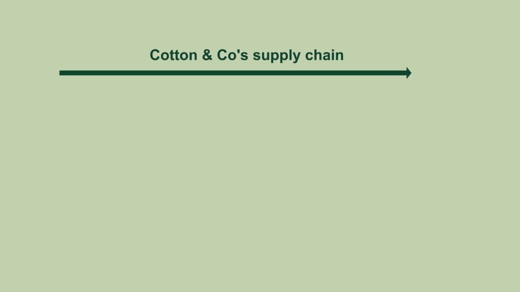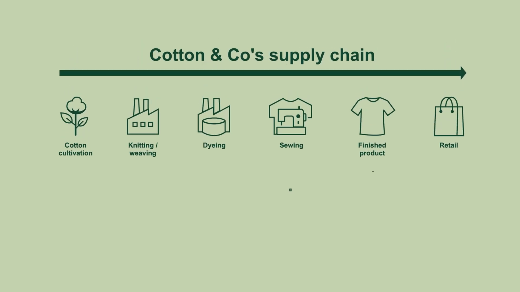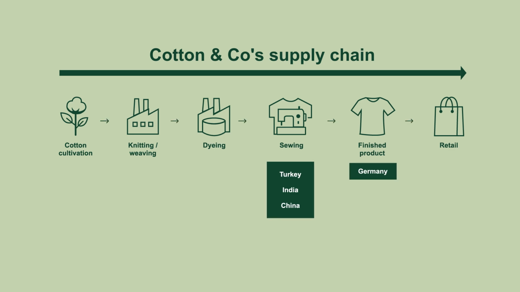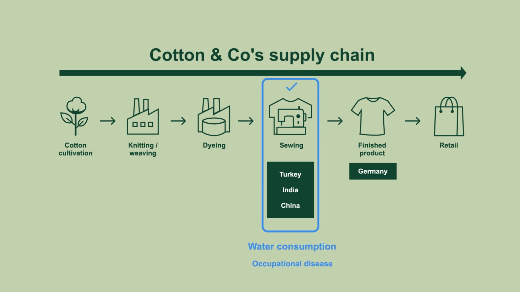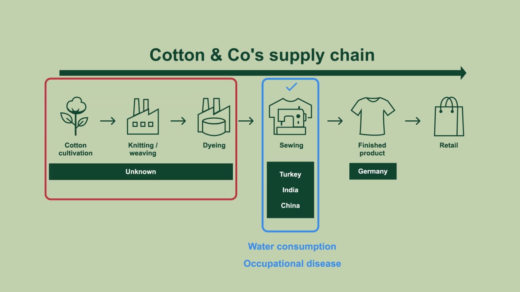Back to our example. We now did the following. We mapped the Tier 1 purchases, so the ones from Cotton & Co.'s direct suppliers, to industries. Drawing on satellite accounts, we now estimate how much water was likely consumed by Cotton & Co.'s direct suppliers, or how many occupational diseases likely occurred. But we still do not have the full supply chain.